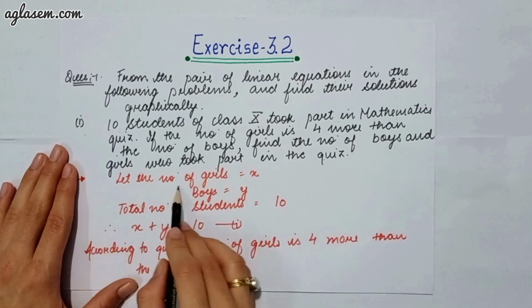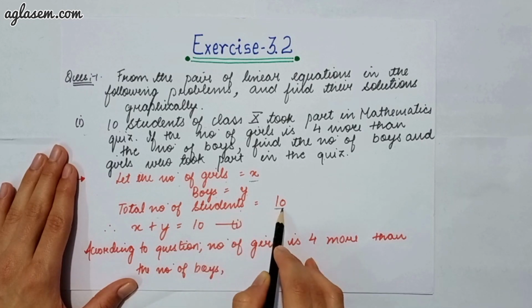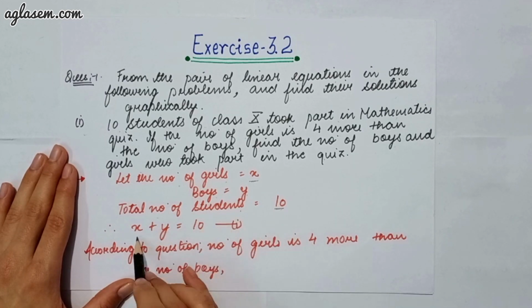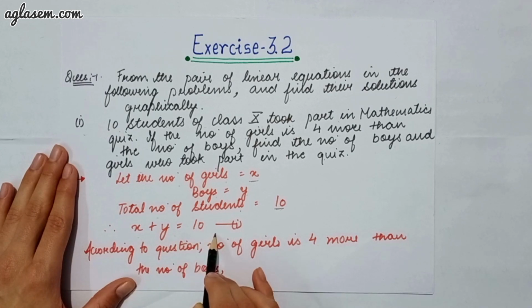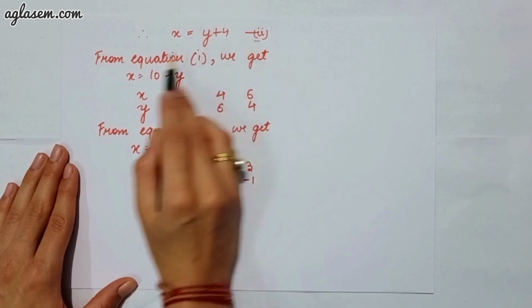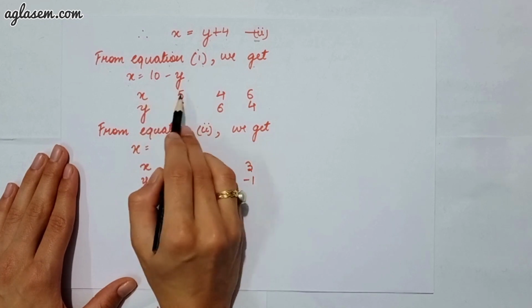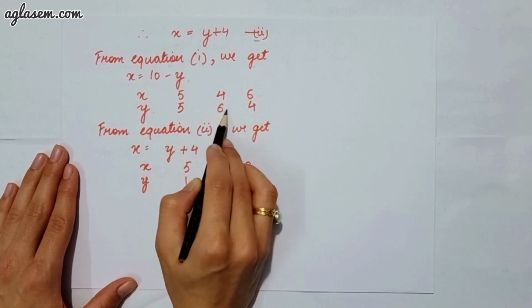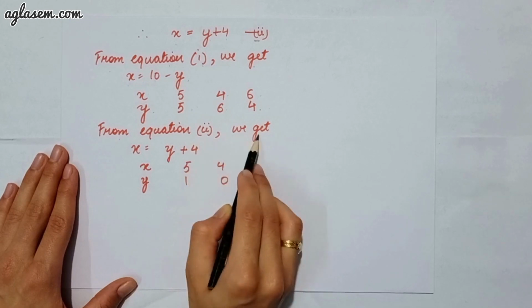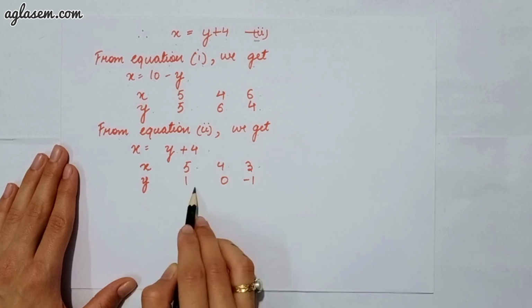So here we have to let the number of girls be x and boys be y. The total number of students given to us is 10. So we can find the equation x plus y is equal to 10 as our first equation. According to the question, the number of girls is 4 more than the number of boys, so x is equal to y plus 4 will be the second equation. From equation 1 we get x is equal to 10 minus y. Here x is 5, 4, 6 and y is 5, 6, 4. From equation 2, x is equal to y plus 4, so x is 5, 4, 3 and y is 1, 0, minus 1.